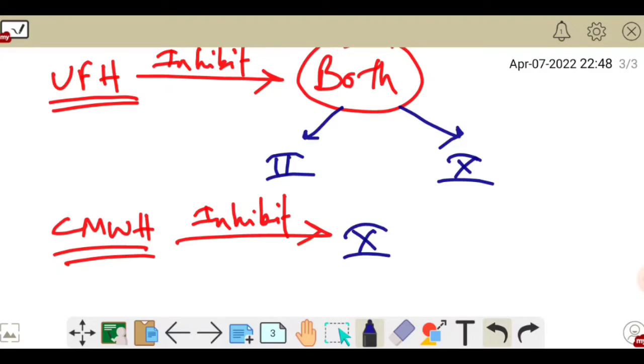Why is it happening so? Because in unfractionated heparin, as the GAG chain or the GAG tail is quite large, it has the capacity to inhibit both the factors, but as the low molecular weight heparin has the shorter GAG chain, it only inhibits factor number 10. So this is the main difference between these two.